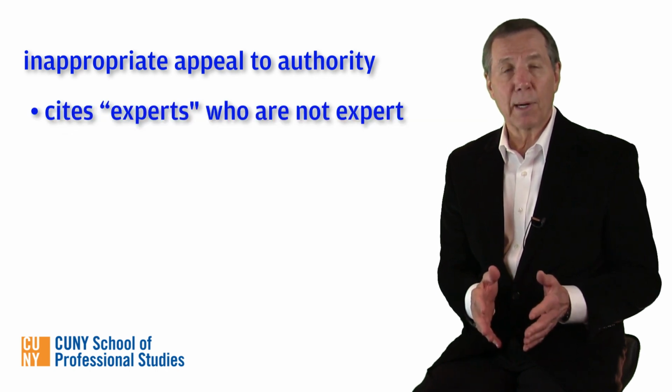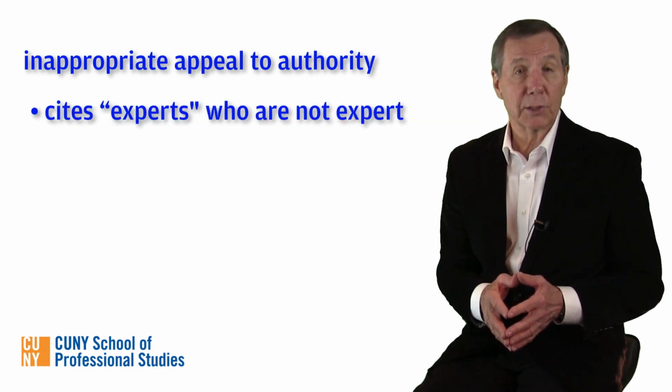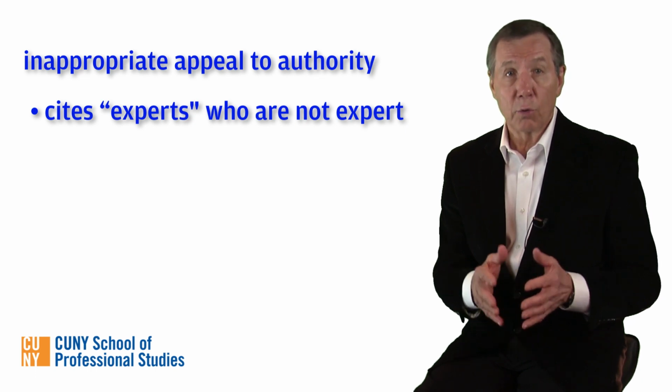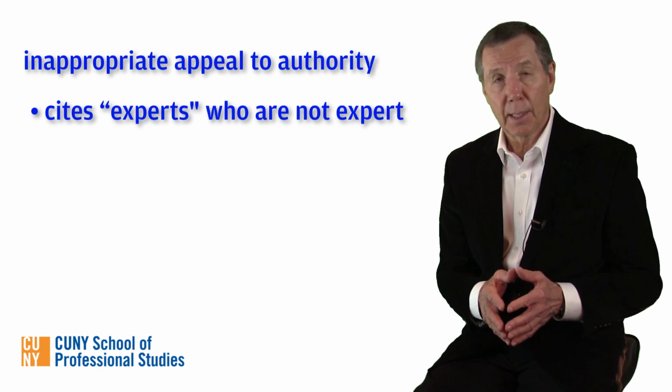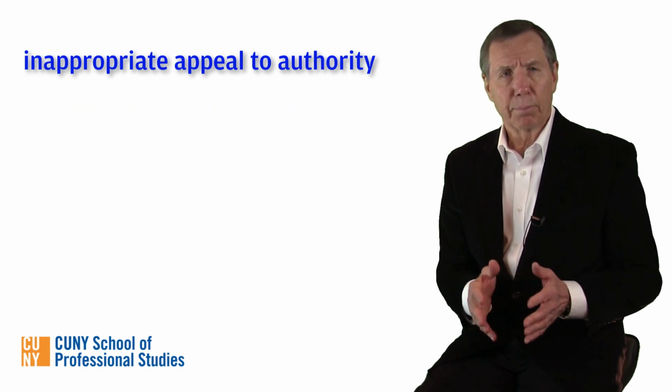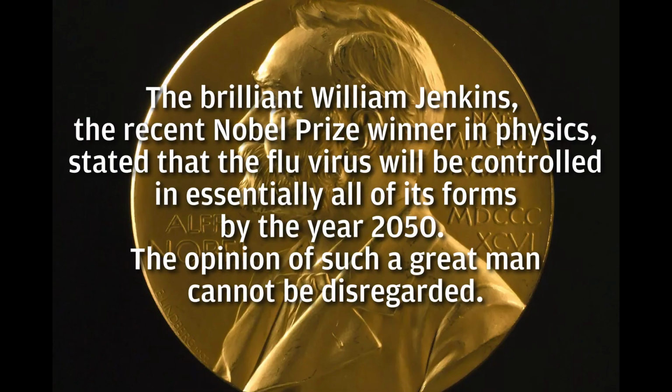This fallacy uses premises to try to support the conclusion by citing alleged authorities who lack the expertise relevant to the claim being made. Here's an example. The brilliant William Jenkins, the recent Nobel Prize winner in physics, stated that the flu virus will be controlled in essentially all of its forms by the year 2050. The opinion of such a great man cannot be disregarded.